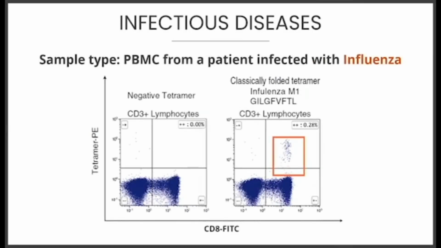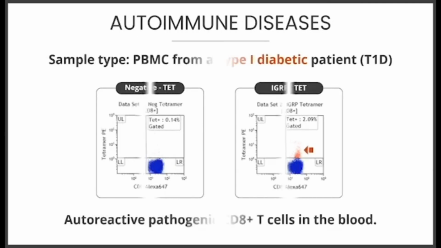Here is an example of tetramer application in infectious diseases. This sample was obtained from a patient infected with influenza. You can detect the influenza-specific T cell using an MHC tetramer for specific flu antigens. The next example pertains to autoimmune diseases. This is a sample we obtained from a patient with type 1 diabetes. You can observe autoreactive pathogenic CD8 T cells identified using a tetramer against an insulin-related self-antigen.